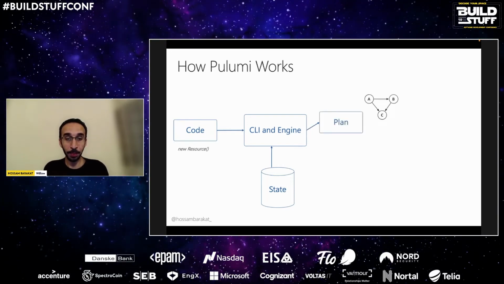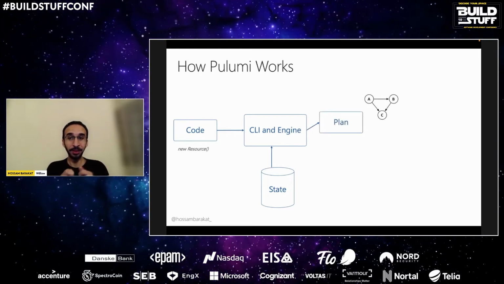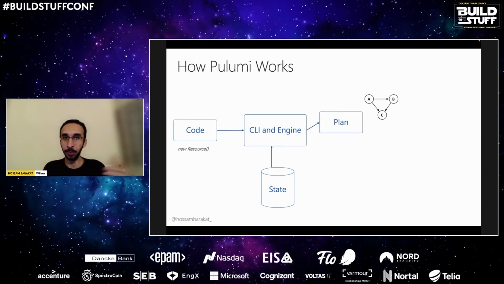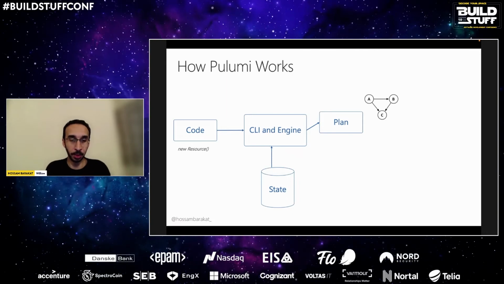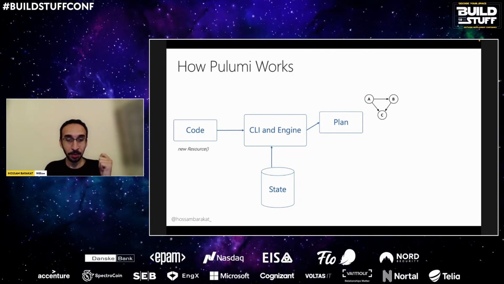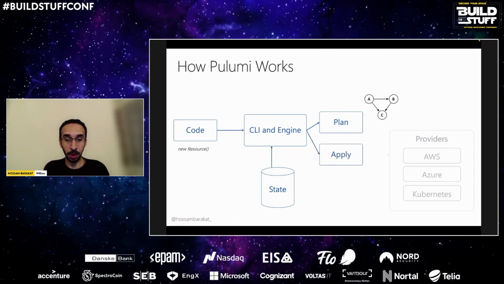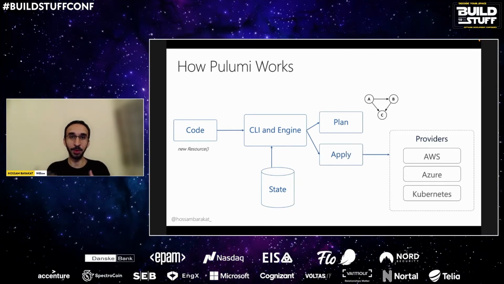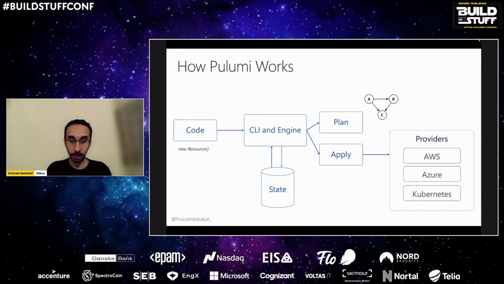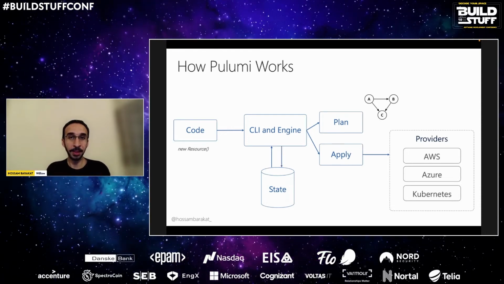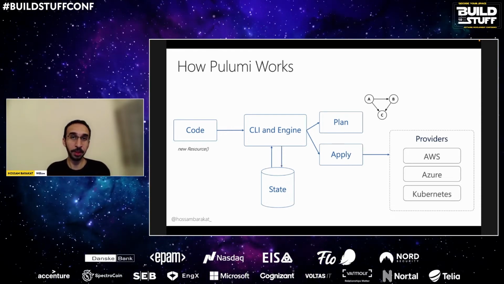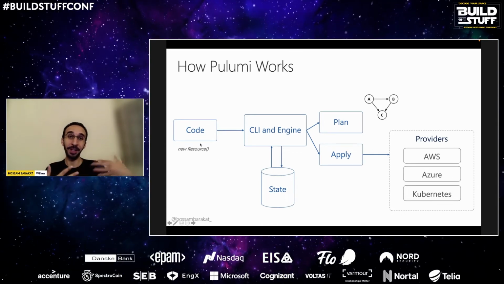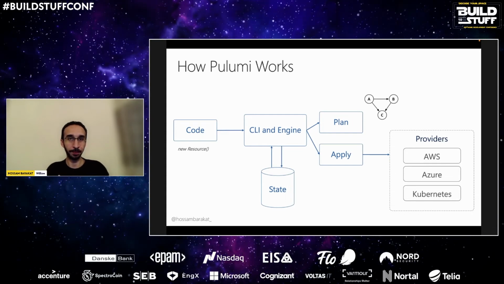Pulumi will go through a planning phase where it determines what kind of actions need to happen when it's creating the resources: create, update, delete, even changing existing resources. Once it finds what needs to happen, it goes through the apply phase, which is talking to the actual providers and doing the actions that have been determined in the planning phase. Finally, it updates the state with what has been provisioned. So the next time I apply changes to my code, it can compare the current state versus the desired state.